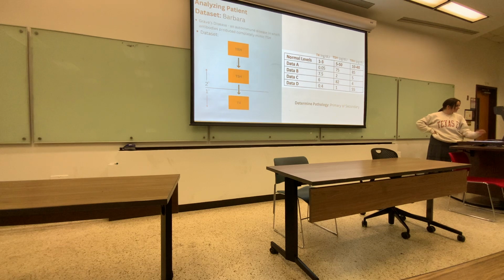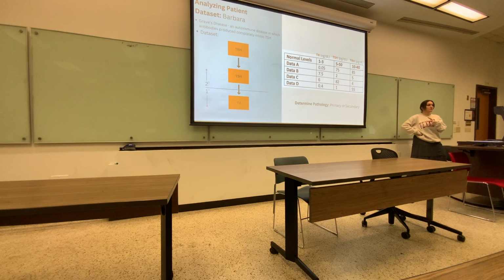Cool. So now we have Barbara, and I'm gonna let y'all try this on your own, and we'll go over it again just to make sure that we're all feeling good. But before we start with Barbara, I'm gonna walk you through her disorder because this one's a little complicated. So Barbara has Graves' disease, which is not good. It's an autoimmune disease in which an antibody produced completely mimics TSH. And so if we are mimicking TSH, what should you expect?